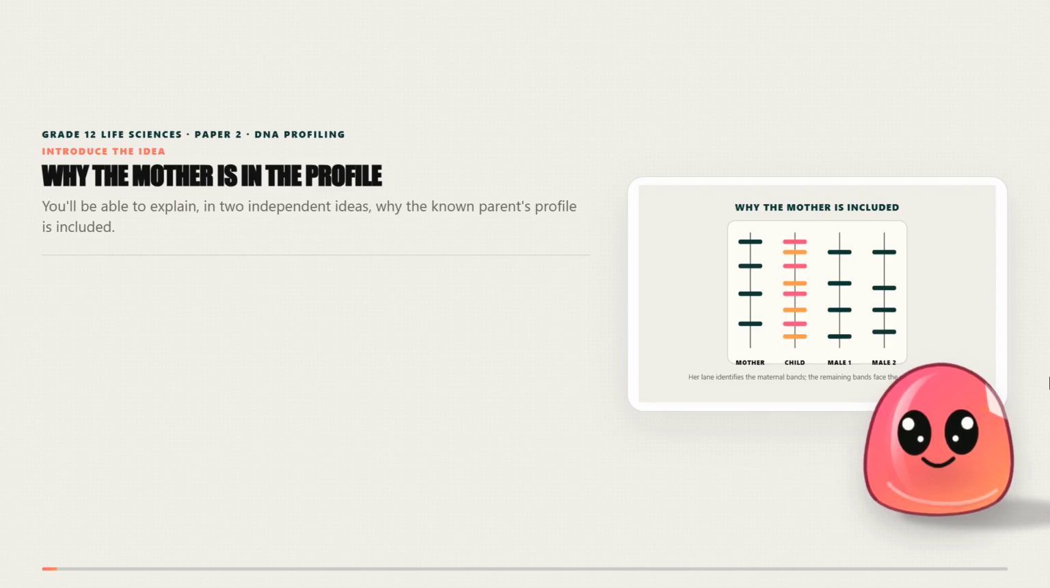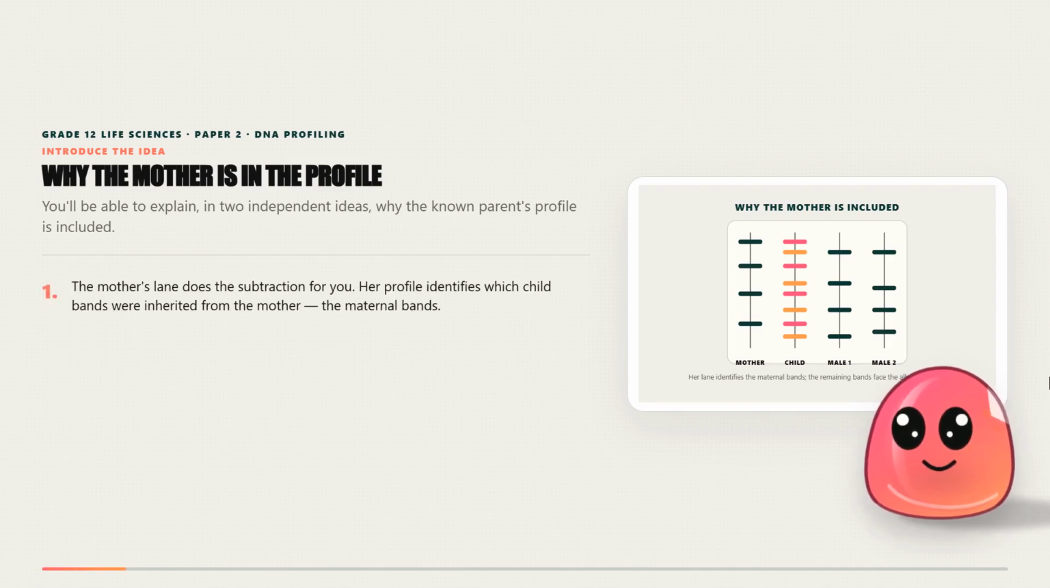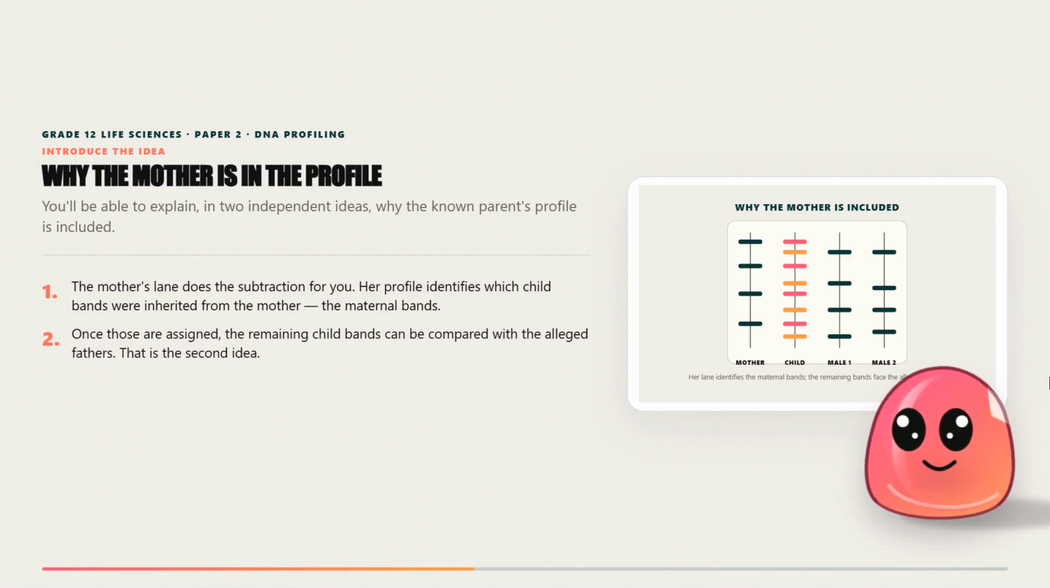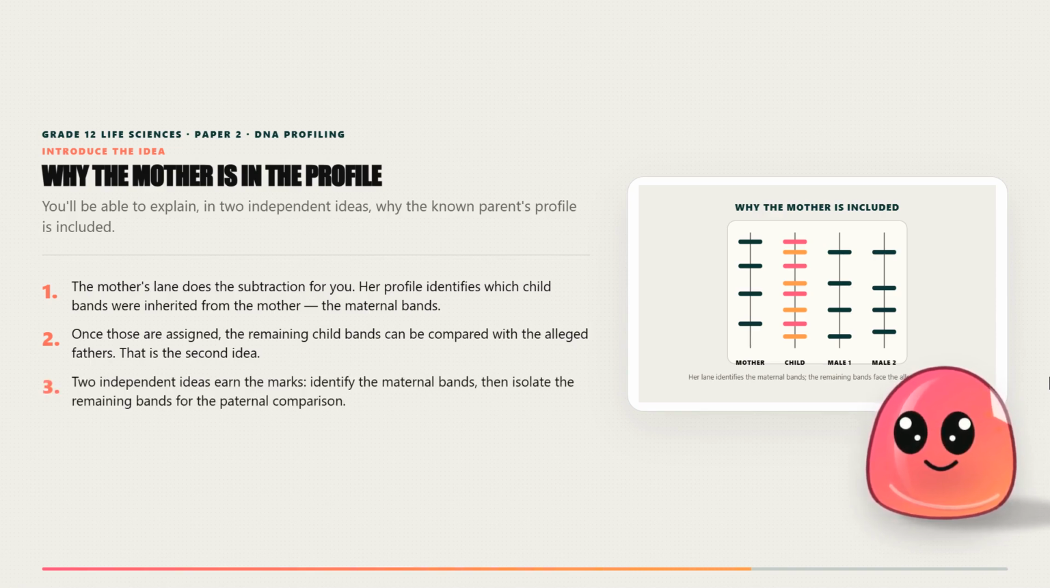Why is the mother in the profile at all? Because Helene does the subtraction for you. Her profile identifies which child bands were inherited from the mother. That is idea 1. Then the remaining child bands can be compared with the alleged fathers. That is idea 2. 2 marks, 2 independent ideas: identify the maternal bands, then isolate the rest for the paternal comparison.